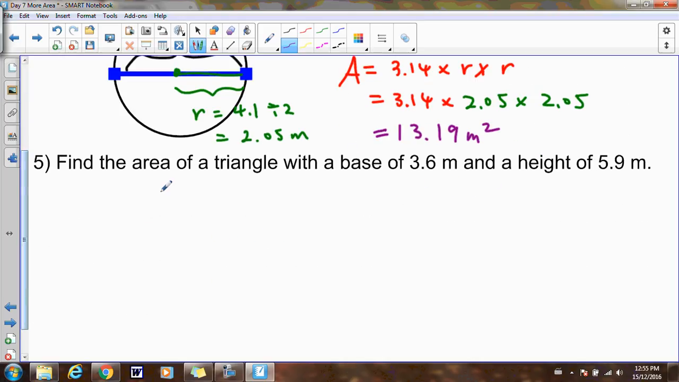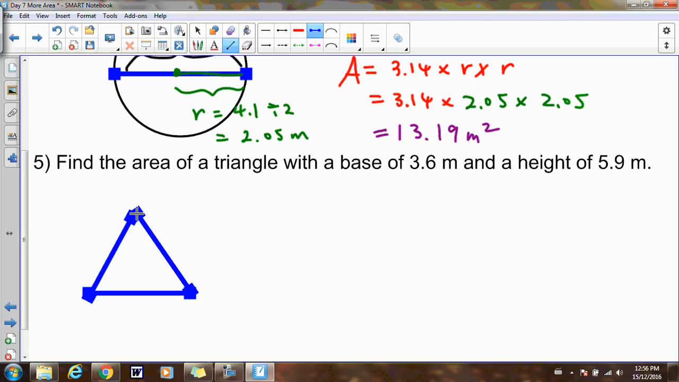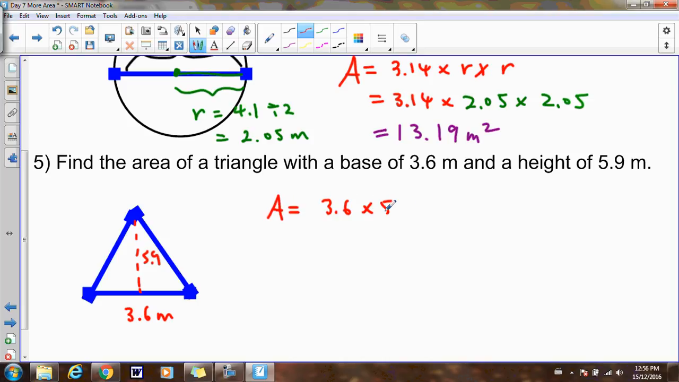Okay? And the last question: find the area of a triangle with a base of 3.6 meters and a height of 5.9. So let's draw the triangle out here really quickly. Okay, so we know that the base here is 3.6 meters, and the height here is 5.9. So I know how to do this. We just take the area, we do 3.6 multiplied by 5.9, and divide all that by 2, because it's a triangle, and you're going to get 10.62 meters squared.